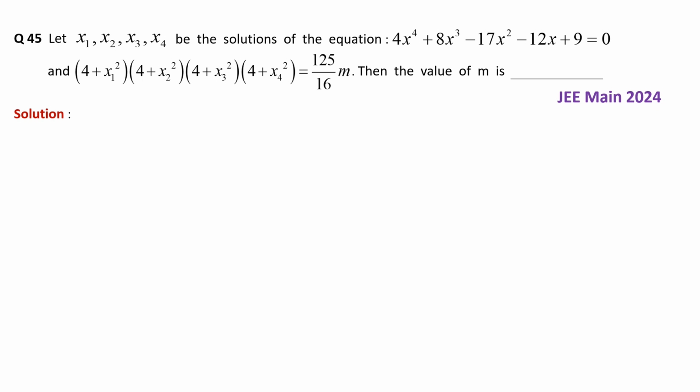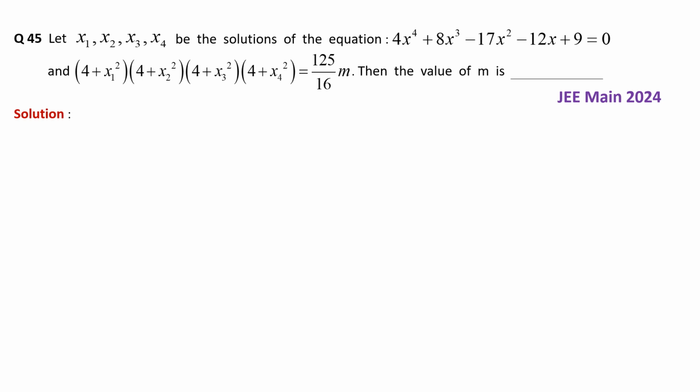It says let x1, x2, x3 and x4 be the solutions of the equation 4x^4 + 8x^3 - 17x^2 - 12x + 9 = 0, and (4 + x1^2)(4 + x2^2)(4 + x3^2)(4 + x4^2) = 125m/16, then the value of m is.